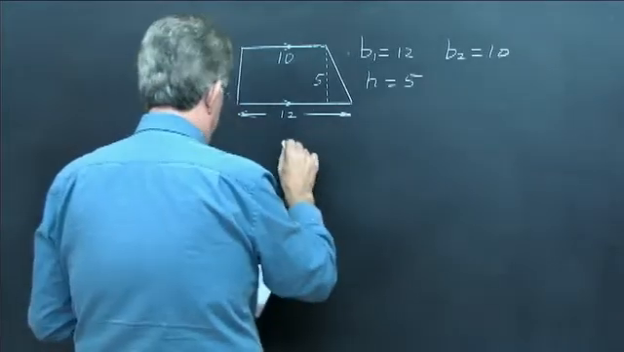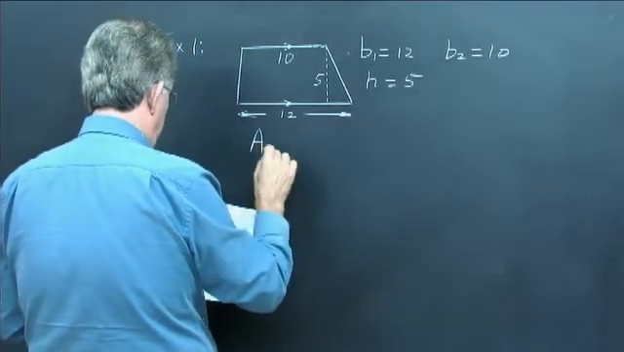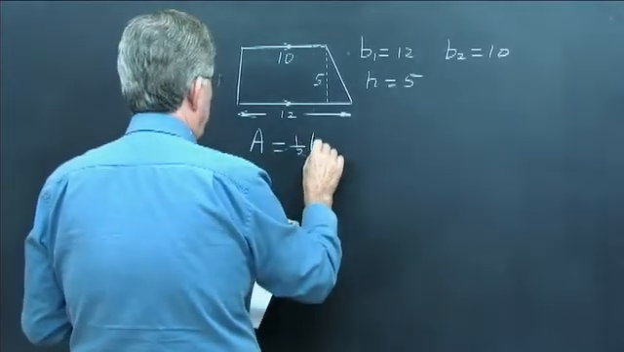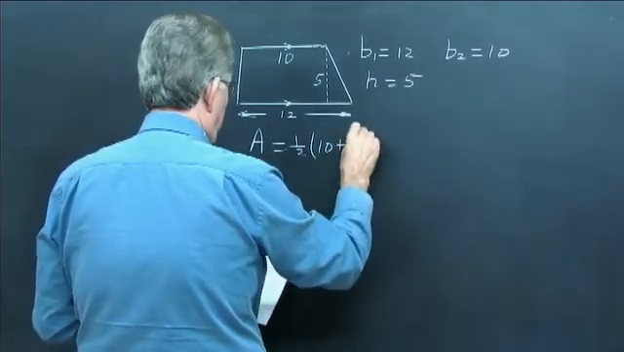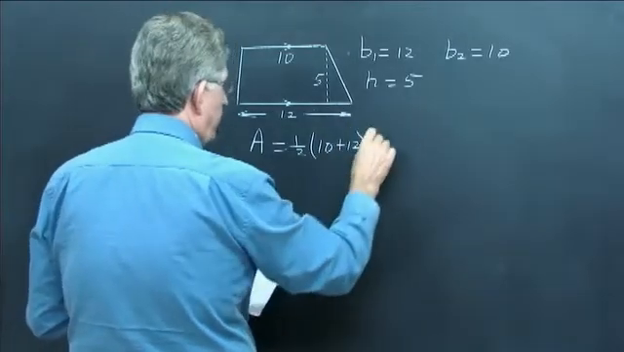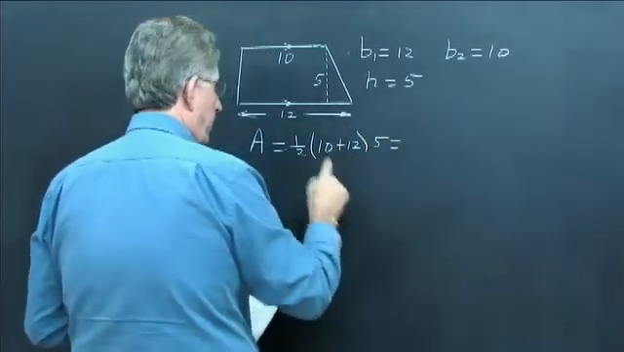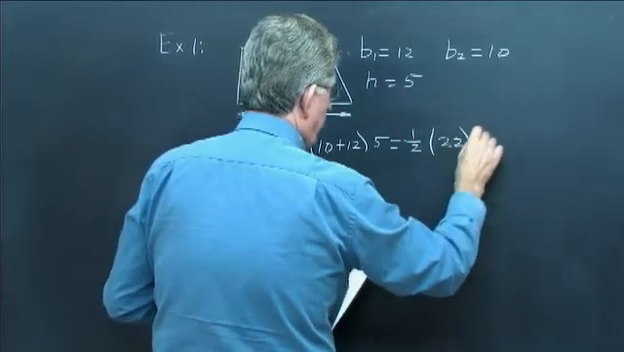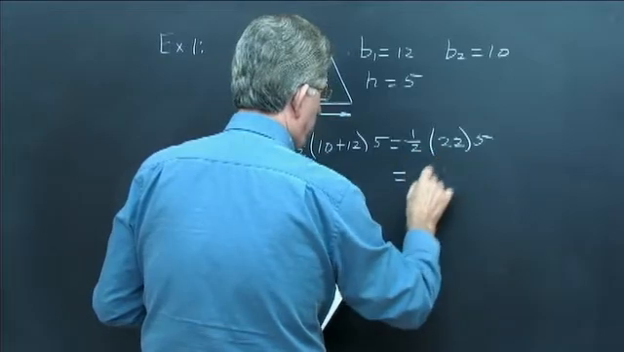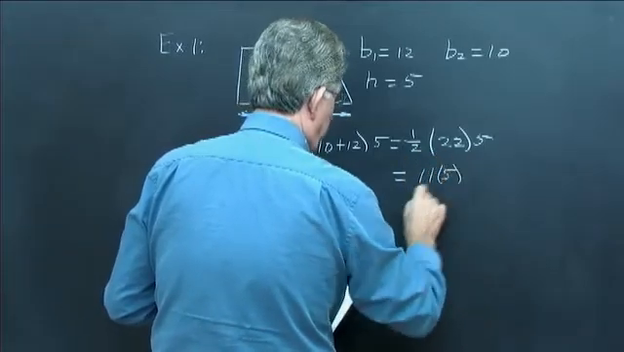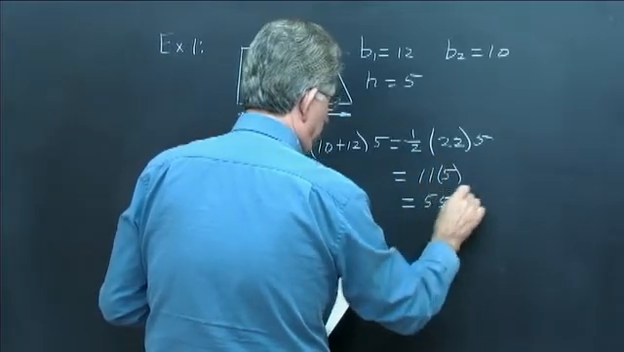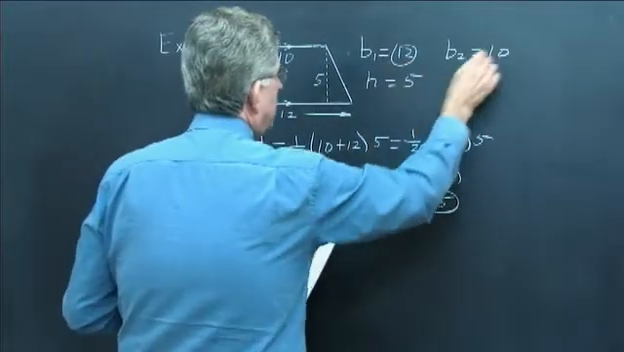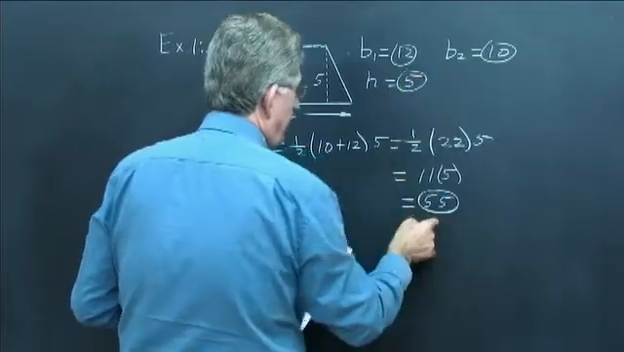Now, what about the area? Well, the area of the trapezoid is 1/2 the two bases added together, so that's 10 plus 12, times the height, which is 5. So let's see what we're going to get here. This is 1/2 of 22 times 5, so 1/2 of 22 is 11, and 11 times 5 is 55. So there is the area. So we have the base, the other base, the height, and the area.